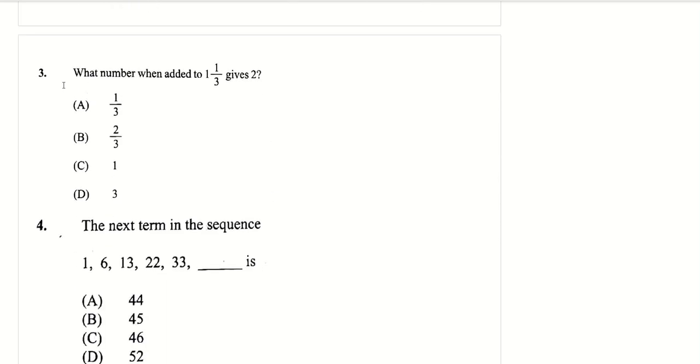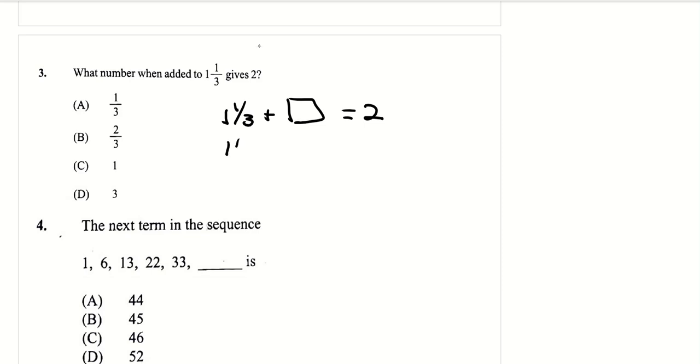Right? This question number 3, what number when added to 1 and a third gives you 2? So what this question is saying, 1 and a third plus some value is going to give you 2, right? Immediately you can see that you can use the answers here to get it. So 1 and a third plus a third would give you 2? No, that would be 1 and 2 thirds. 1 and a third plus 2 thirds would give you 2.